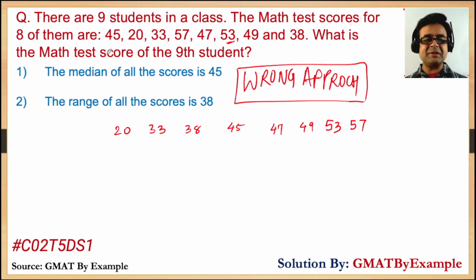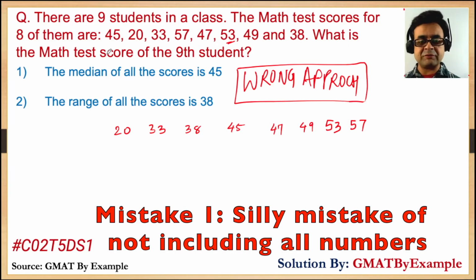So that was a silly mistake, and the only person who can actually help you solve silly mistakes is you yourself, by paying more attention and doing some checks and balances whenever you are doing these things. Like I did the check of counting the values to make sure I've jotted down all 8 of them and not 6 or 7 of them. So that was the first mistake. Let's start looking at the other mistakes people make.